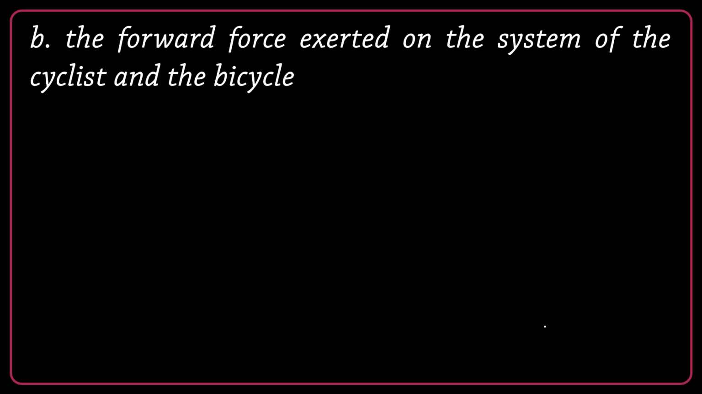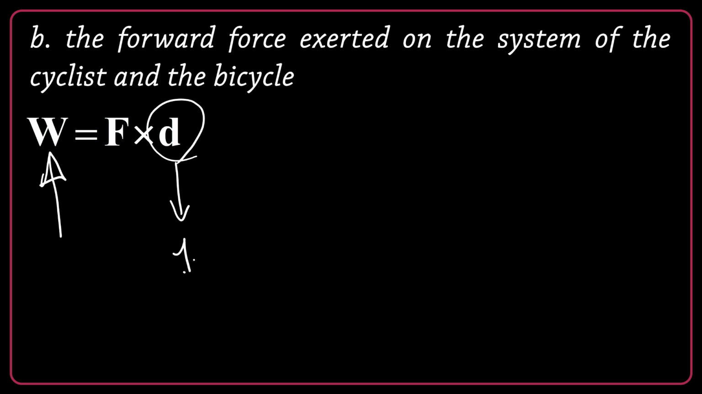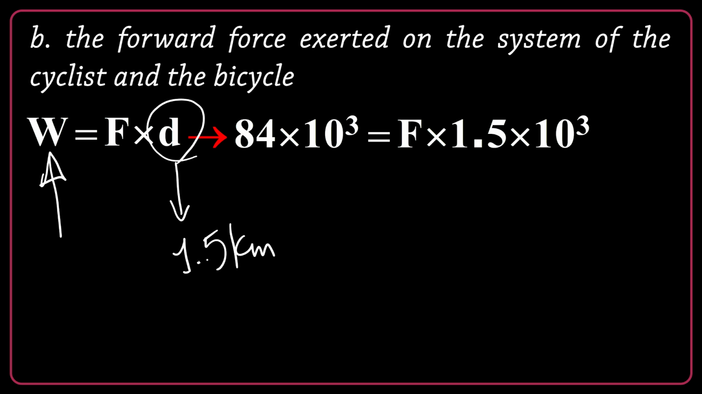Part B, the forward force exerted on the system of the cyclist and the bicycle. Let's say this is our cyclist. There is a forward force acting on the system to take the whole system uphill. Here, the work done is force times displacement. We know the work done by the cyclist, we found it already. And also we know the displacement, it's 1.5 kilometers given in the question. So let's plug in the values and find the force.